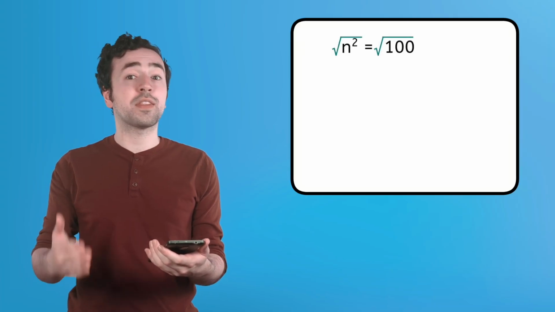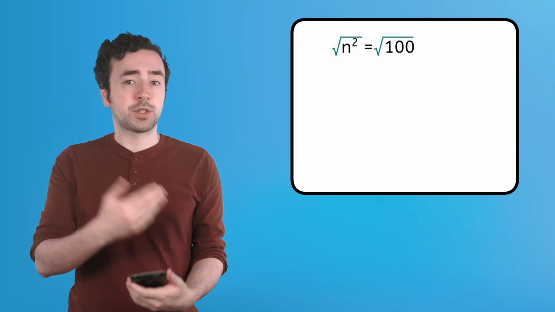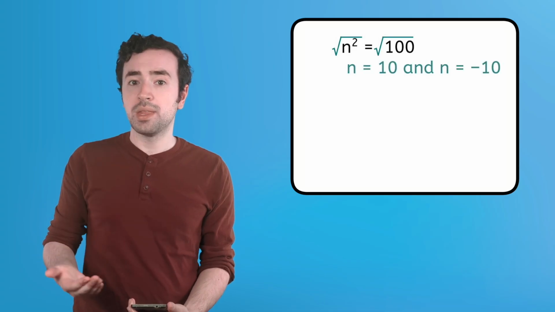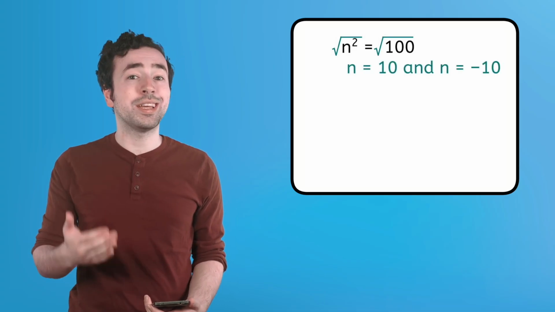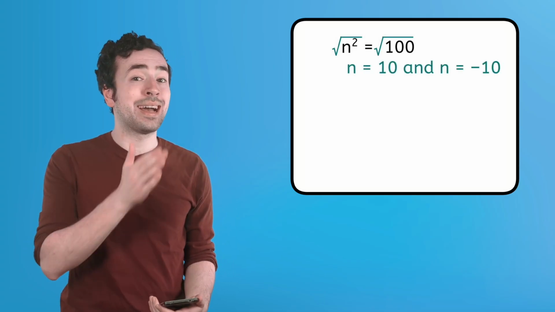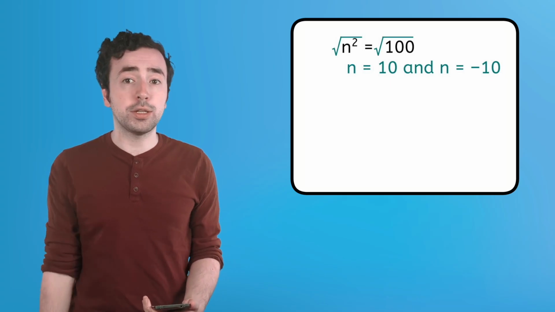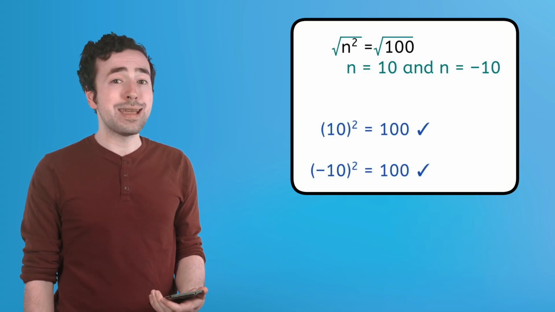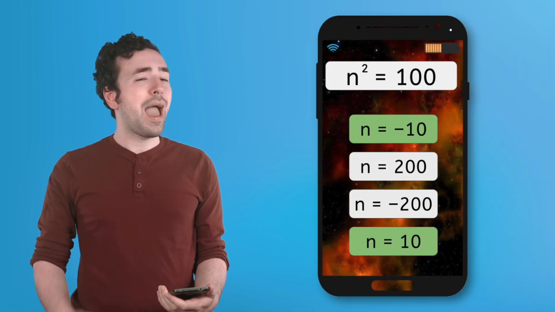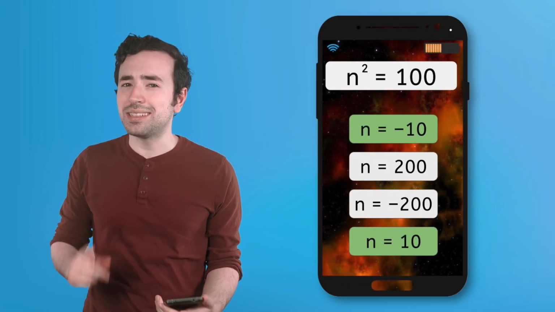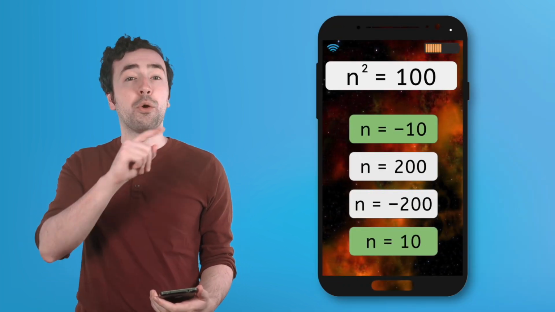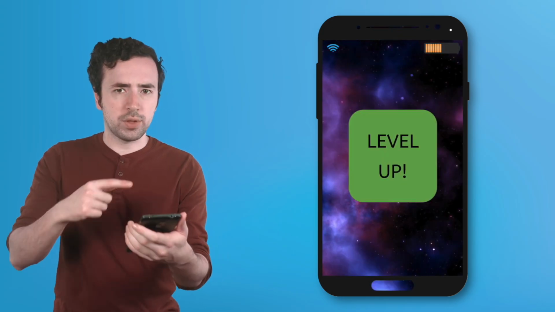We should have taken the square root of both sides. The square root of n squared is n, and the square root of 100 is both positive 10 and -10. Check our work by substituting both values into the equation, and yep, they're both right. N equals 10 and n equals -10. They're both the solutions. New level, here we go.